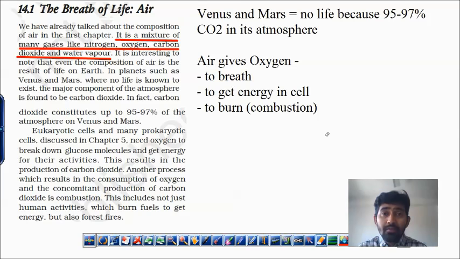Is it present everywhere? No. Venus and Mars, for example, do not have any life, and the reason is 95 to 97% of its atmosphere is made up of carbon dioxide. And for life, we need a fine balance of different gases, not just one gas in large quantity. What does air of our planet give? The most important thing it gives is oxygen. Oxygen is something without which the life would not have developed on the planet.